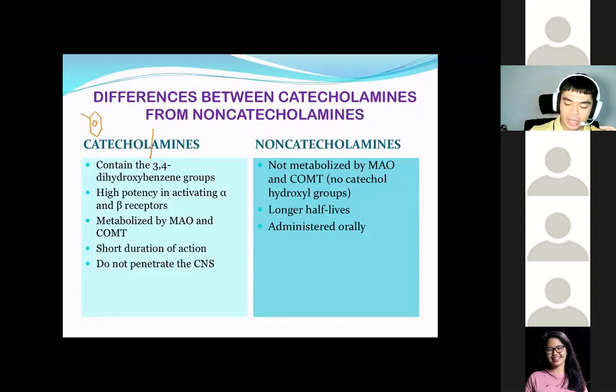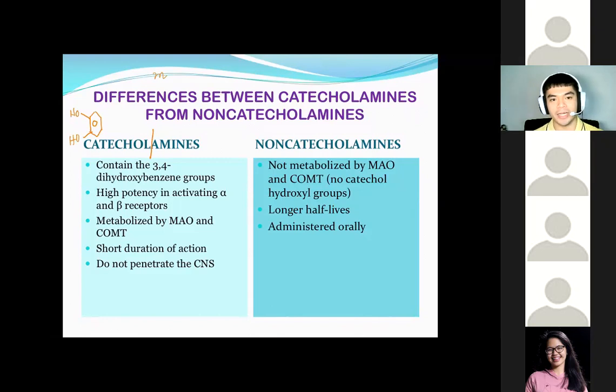So halimbawa, 1 and then 2. So OH and then OH. Catechol yan. Okay? Catechol ang tawag dyan. Kapag magkatapat, para yun. At pag alternate, meta position. Di ba? Yan yung ibig sabihin ng catechol.